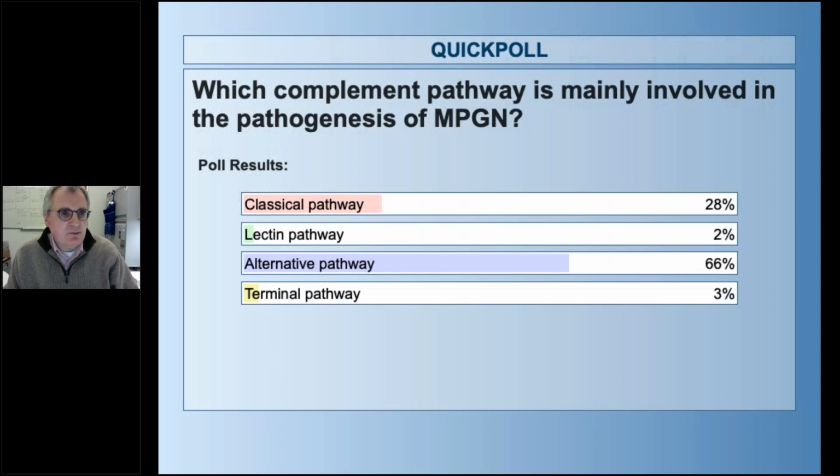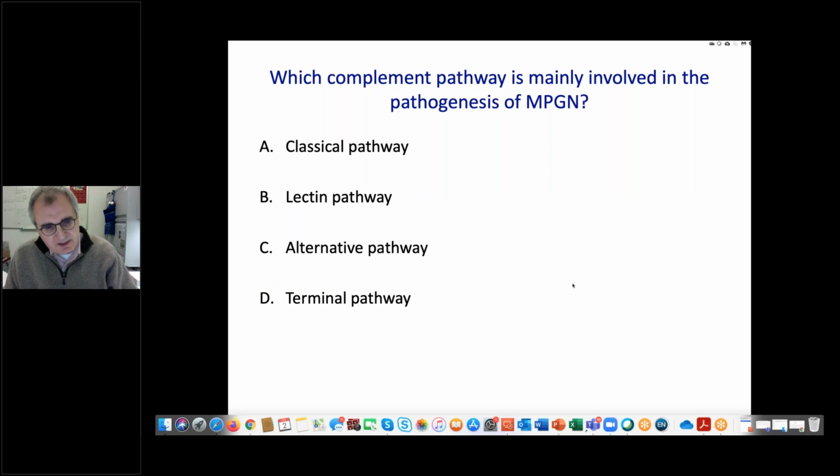All right. I'm happy that 28% said classical pathway, 66% said what I was kind of trying to get to, the alternative pathway. But you're absolutely right. There is evidence that we are dealing with probably also an involvement of the classical pathway. In particular, the presence of those immune complexes would make it very likely that the classical pathway is involved.